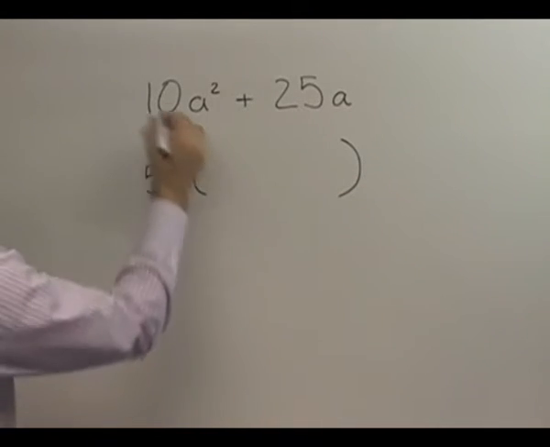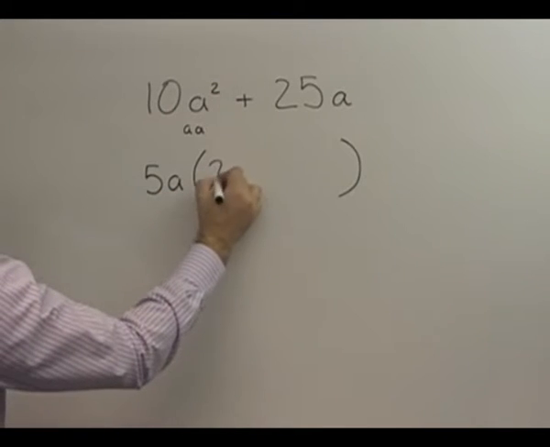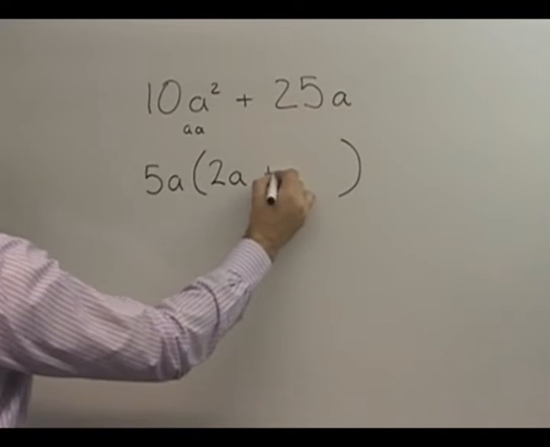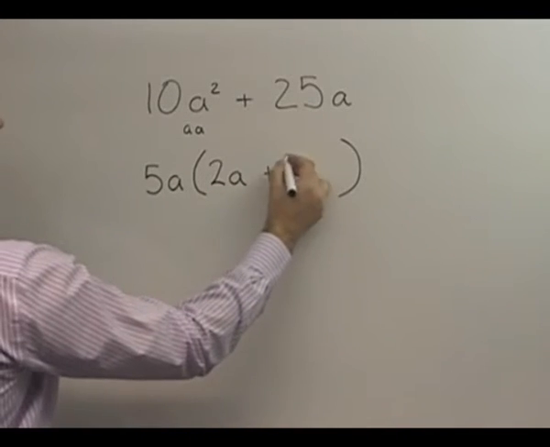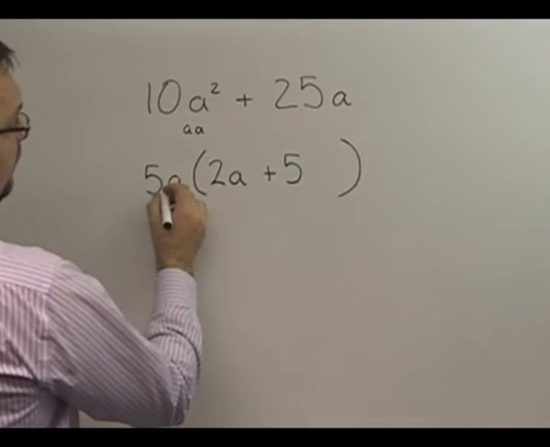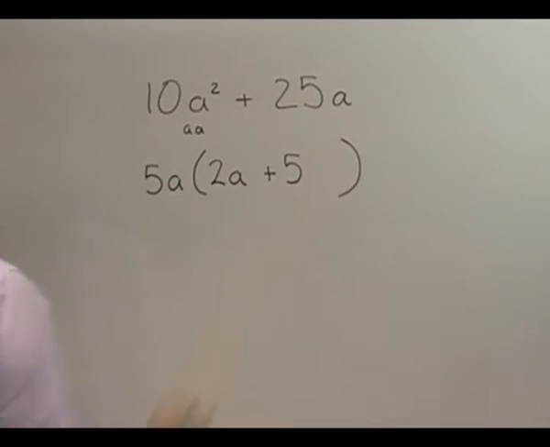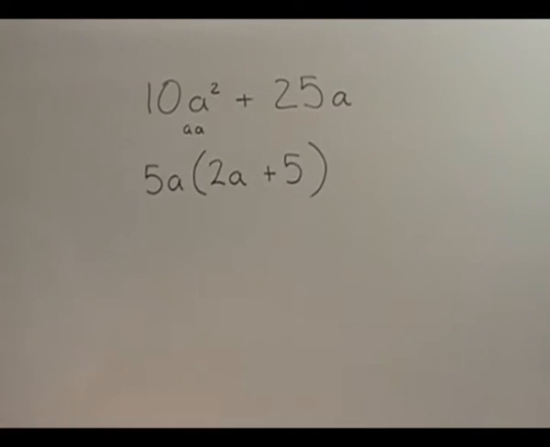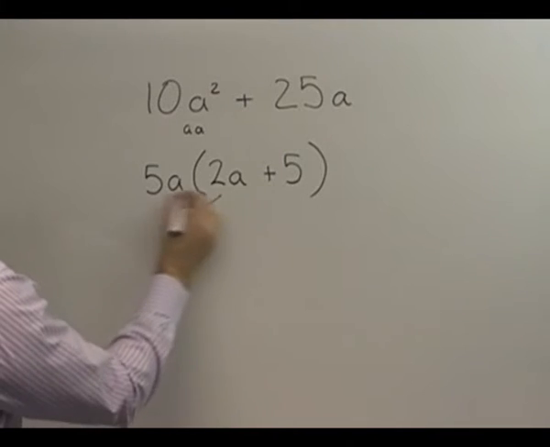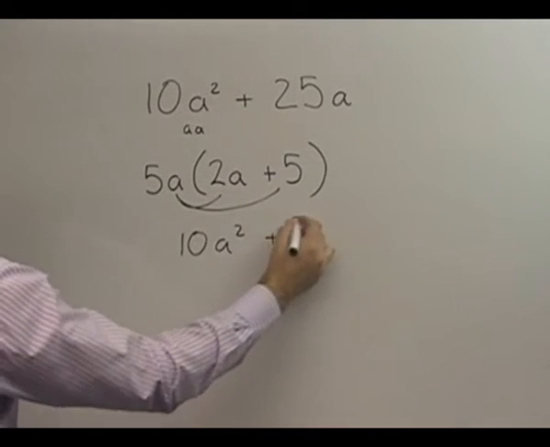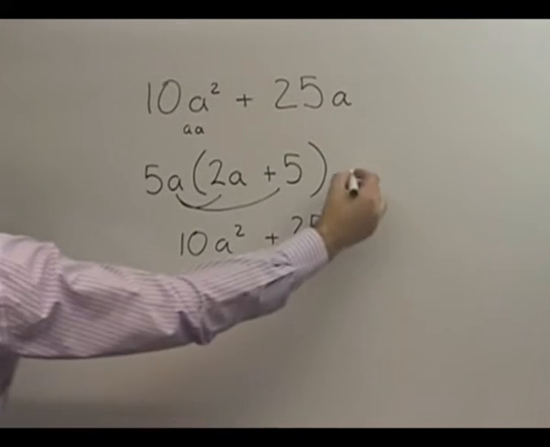So 5a times what is 10a squared? Well, 5 times 2 is 10, and a times a is a squared. And 5 times what is 25? Well, 5 5s are 25. And if I do 5a times 5, I'm going to get 25a. So that's correct. Again, I'll neaten that up. And just to check, 5a times 2a is 10a squared, and 5a times 5 is 25a. So this is the correct factorisation.